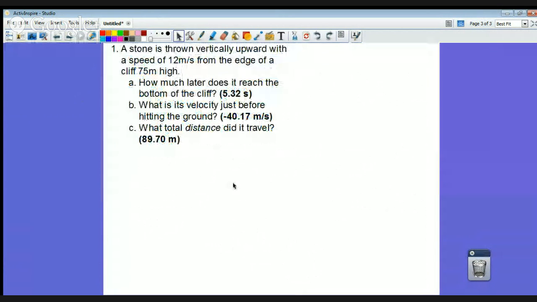Okay, so a stone is thrown vertically upward with a speed of 12 meters per second from the edge of a cliff that's that high to reach the bottom of the cliff. So you can do that part, and we're looking at B. What is its velocity just before hitting the ground? So we know the initial velocity is 12 meters per second.